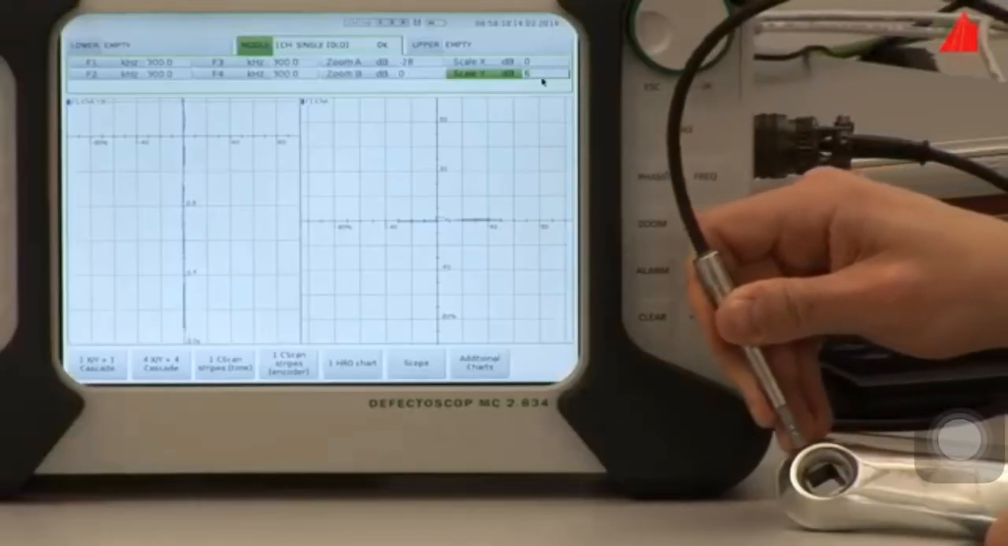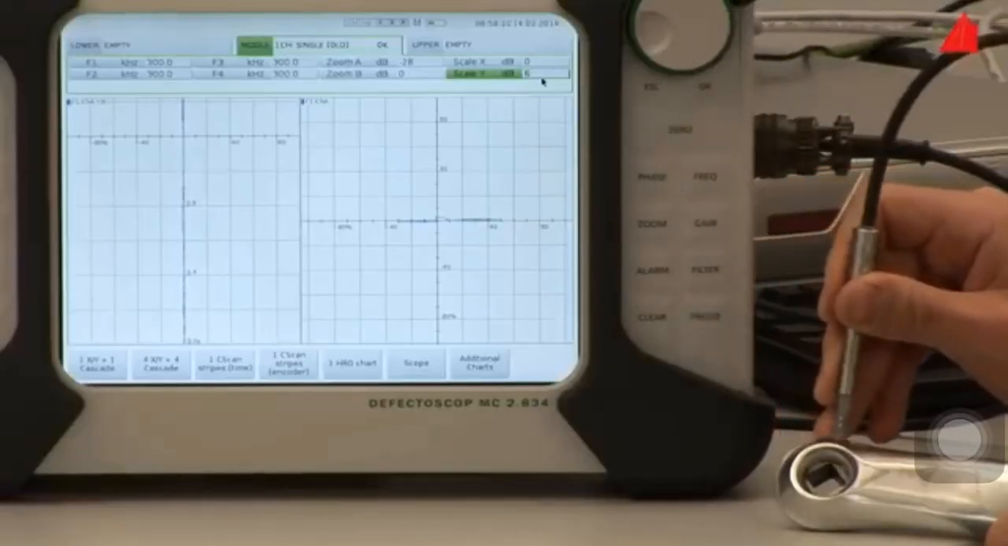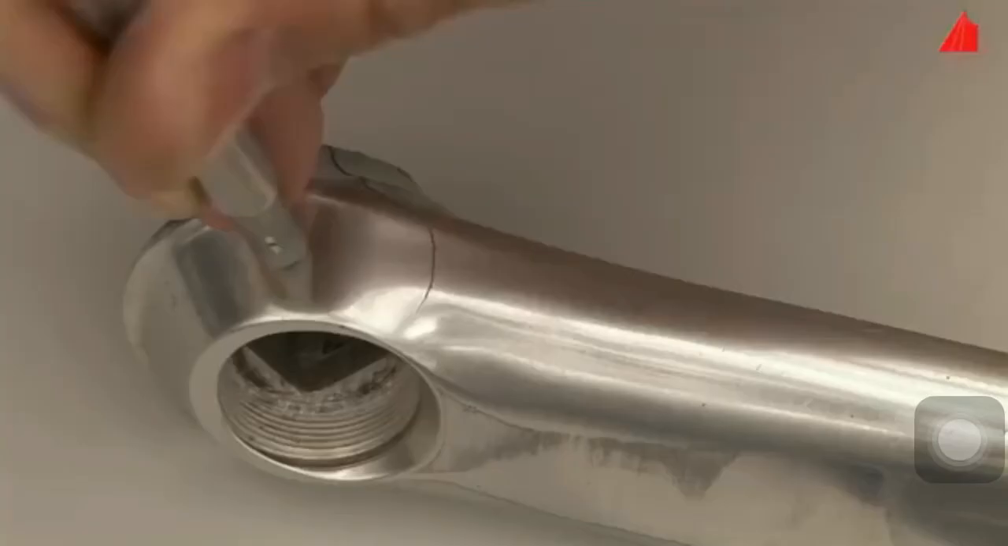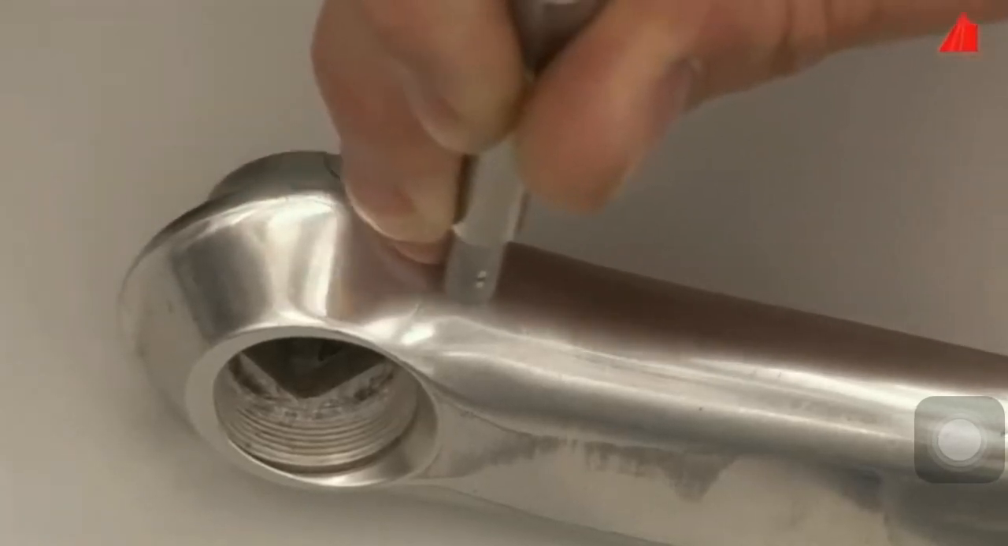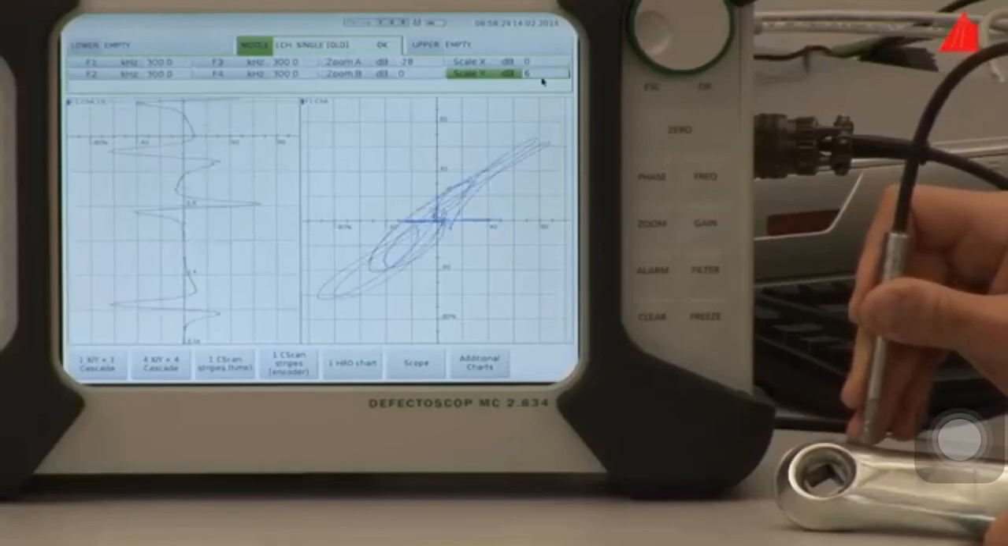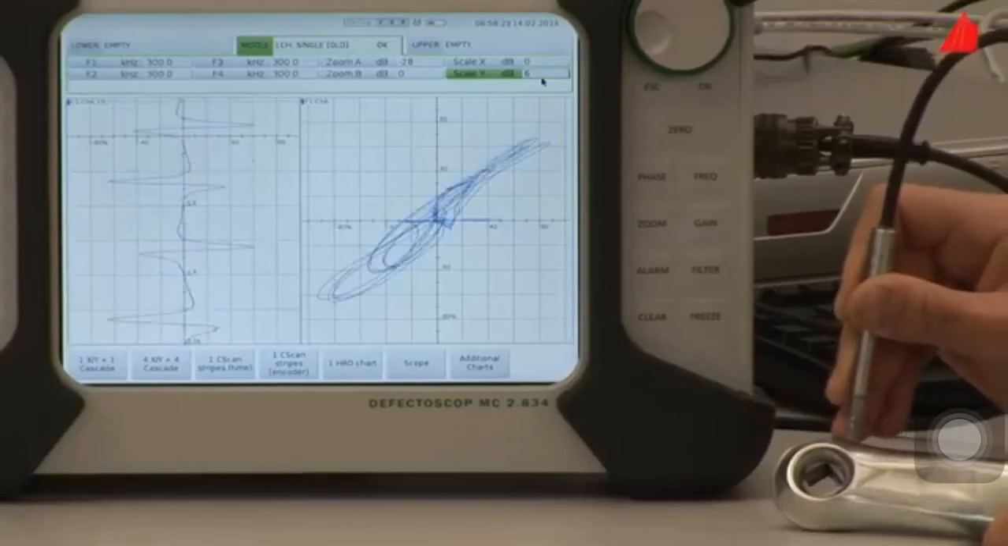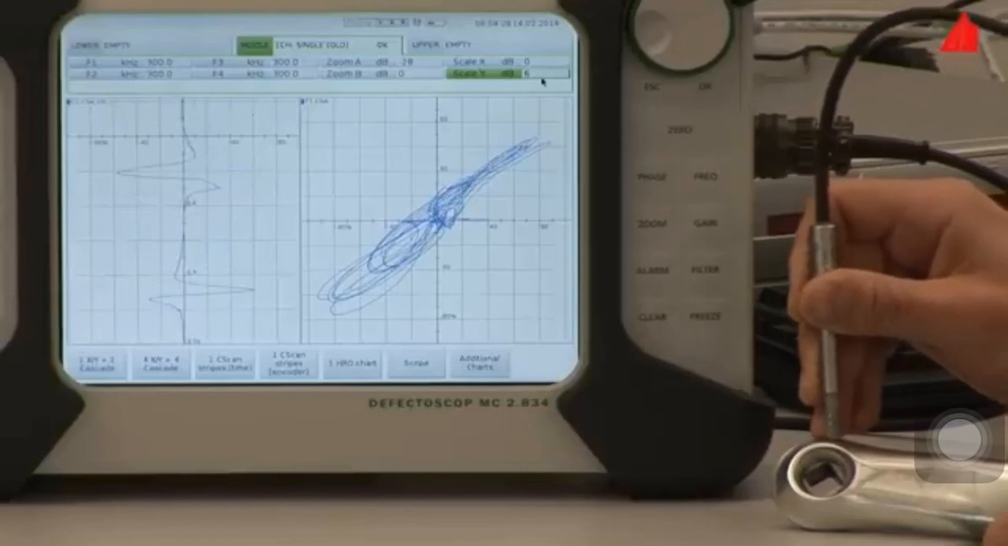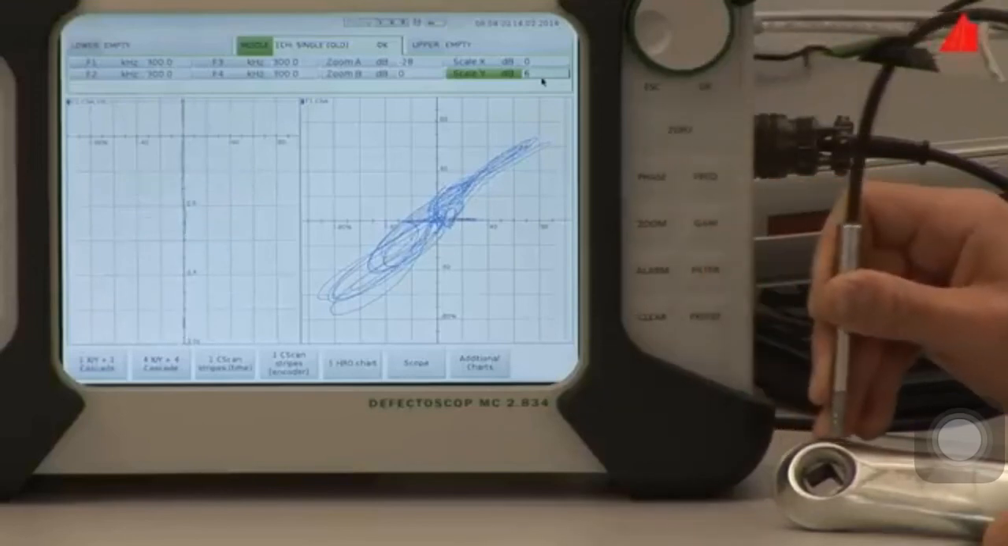The monitor of the testing equipment shows almost no signal at an intact spot. But as soon as the probe scans over the crack in the crank arm, strong signals are visible. The right half of the monitor shows the complex impedance plane with the imaginary and real parts of the sensor signals.